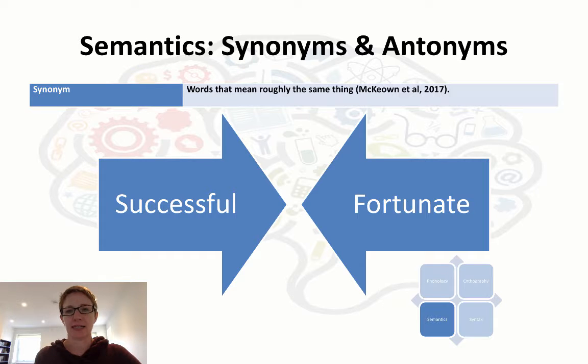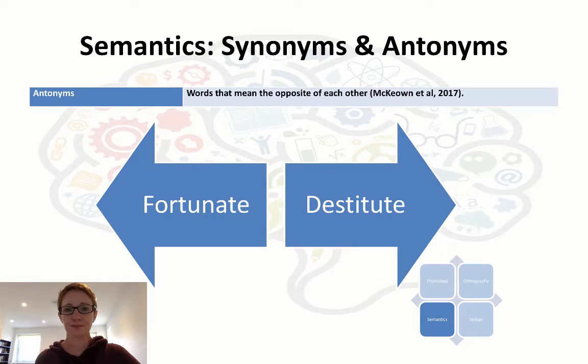So if we think about synonyms and antonyms, these are going to be more familiar to us probably than some of the other terms we've talked about so far. Synonyms are words that mean roughly the same thing. So if we're talking about the word successful and we choose instead the word fortunate, they typically mean the same thing, and we could use them in context in very similar ways. Antonyms, on the other hand, are words that mean the exact opposite, or roughly opposite of each other, if we use a similar definition to synonyms. So in this case, if we were using fortunate, we might choose destitute instead. So again, they mean the opposite.